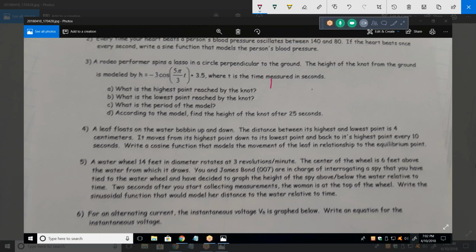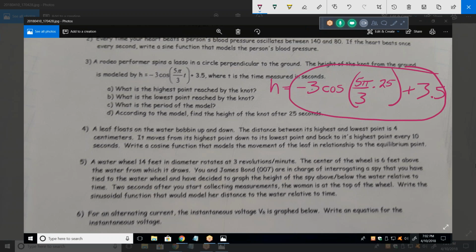Okay. Height of the knot. Now, t is measured in seconds. Okay, that's good. 25 seconds. Whoops. There we go. Whatever number your calculator gives you.